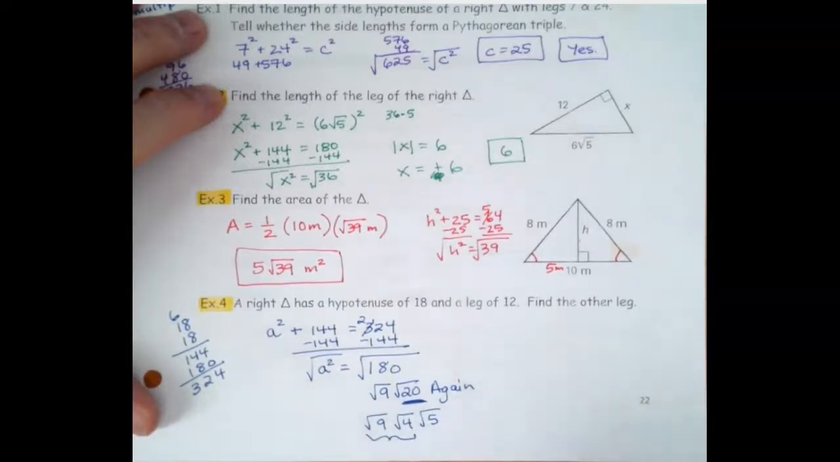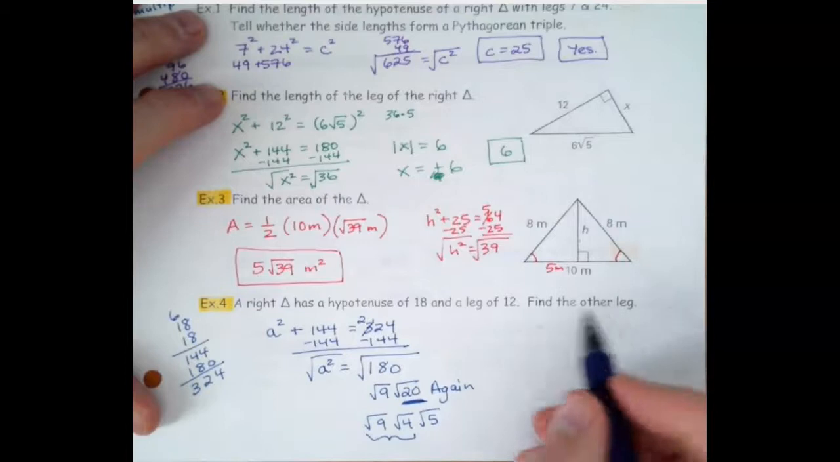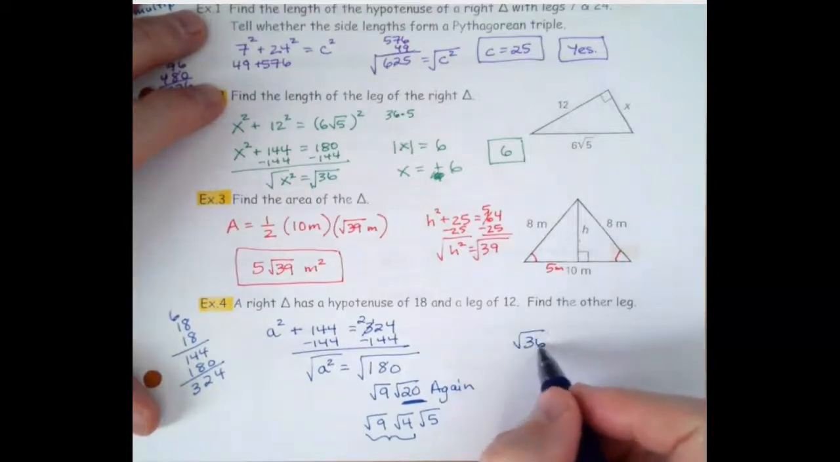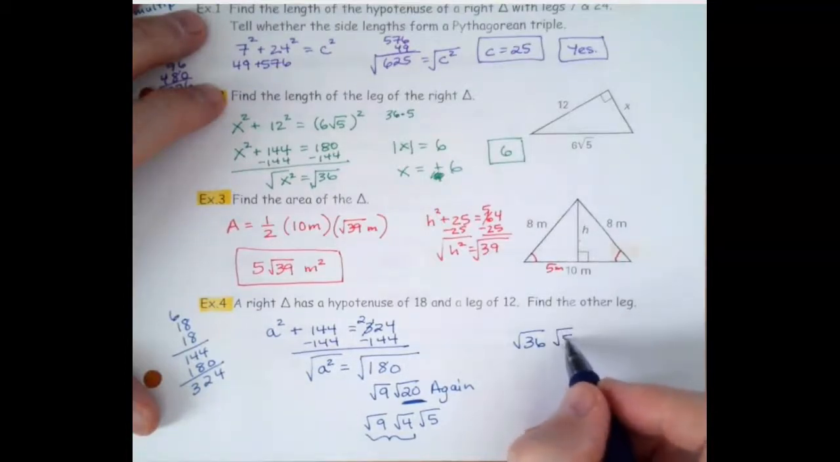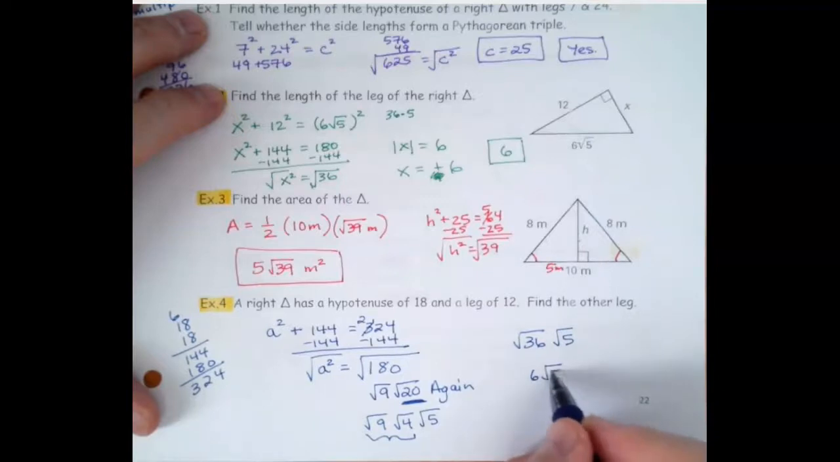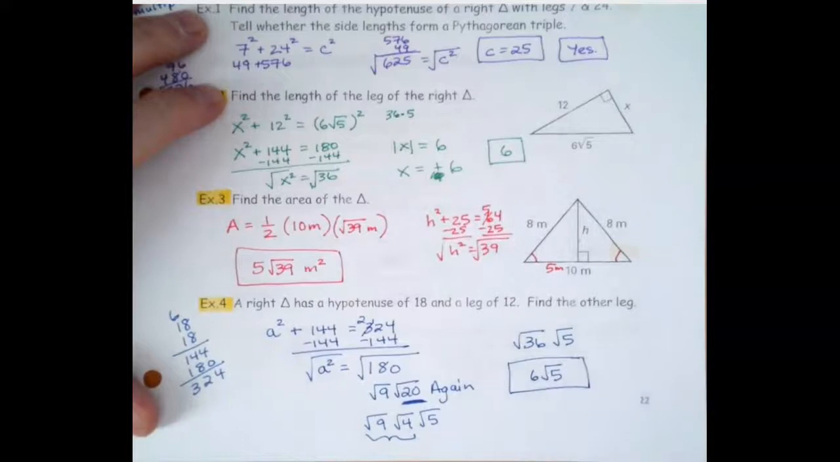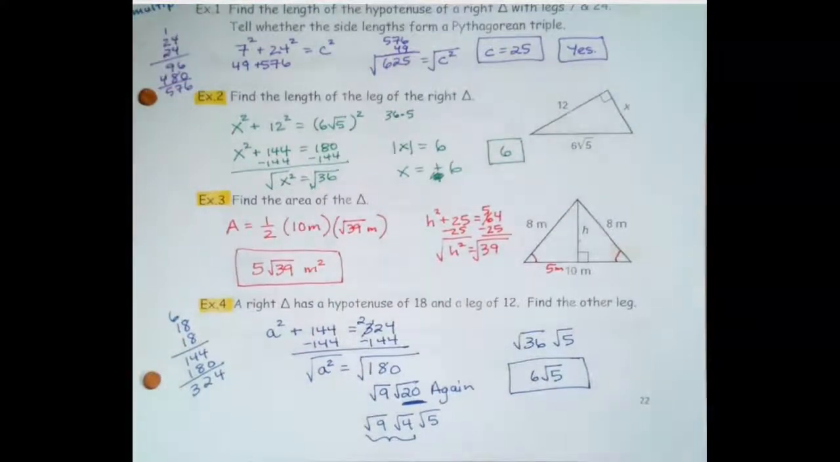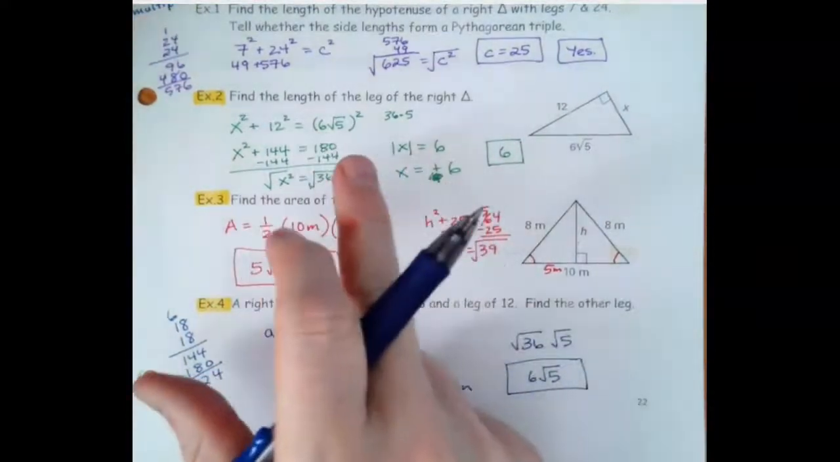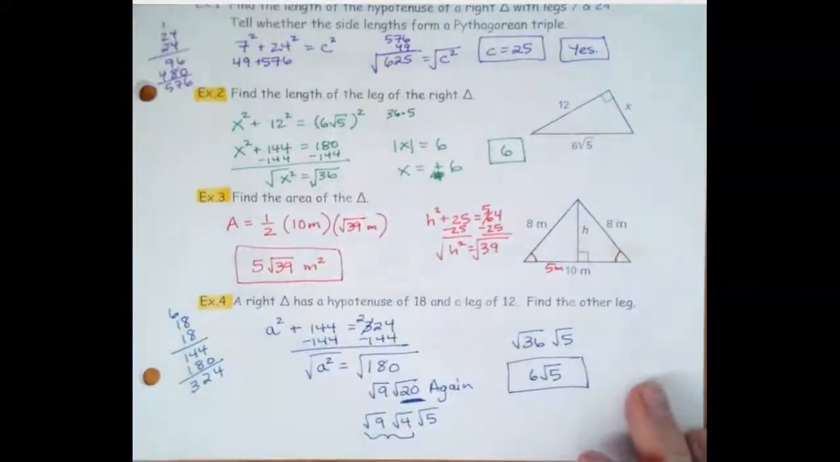And so what I would do in that situation is put those back together. So I would have root 36 and root 5. And that would be 6 root 5. And there were no units on there. So that would be good for that. Alright, and you should notice that was up here on example 2 as well.